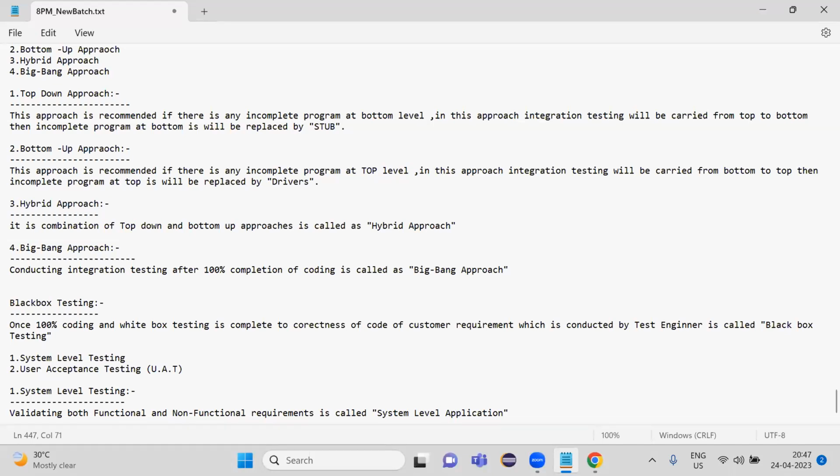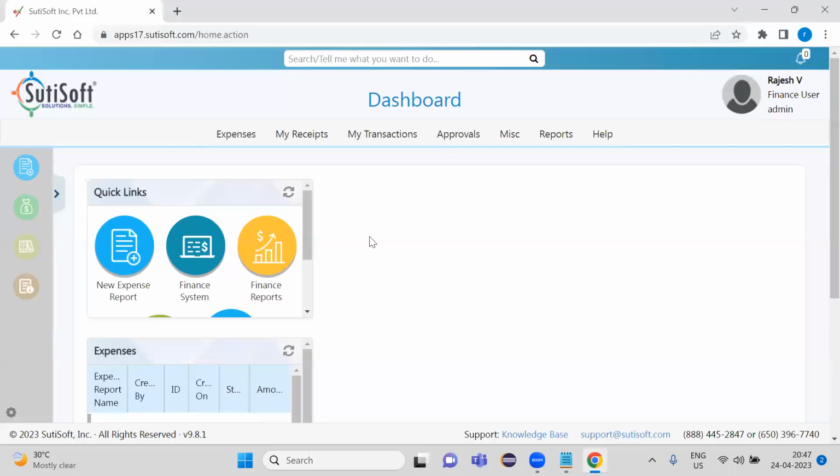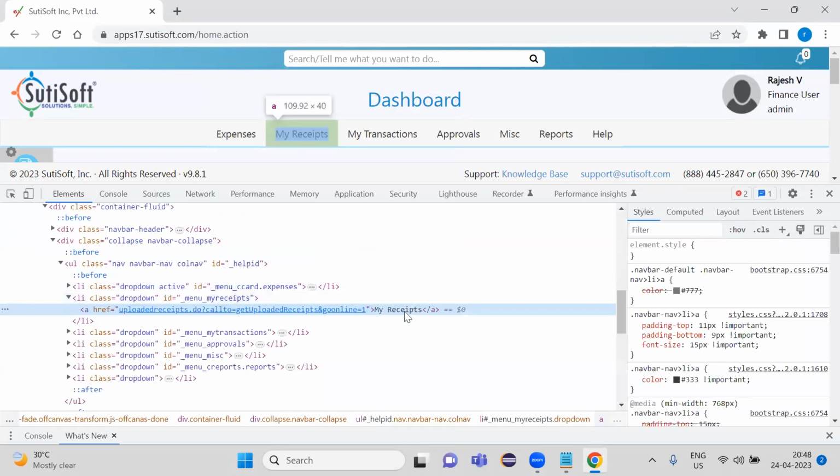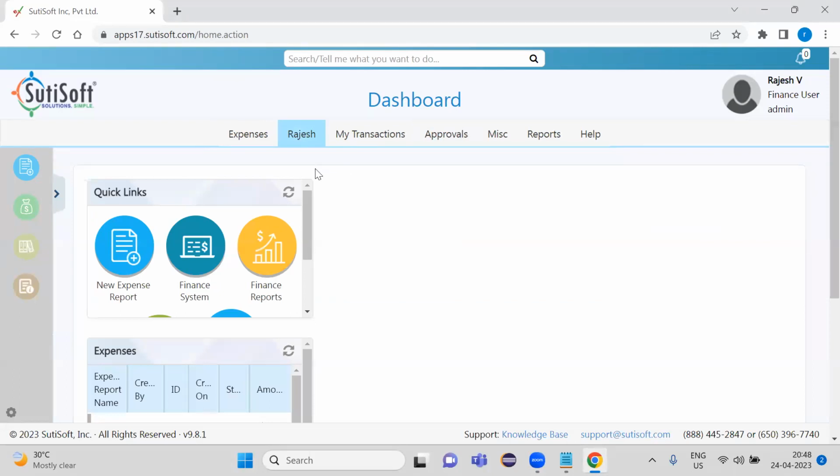But unfortunately, security issues may come. Some backend values we can change. Suppose here my receipt is there, and I click on inspect. Instead of my receipt, I give my name. By using this, we can change the amount. Instead of 1000, I give 10,000 rupees. That is a security issue, right? If I give 1000 in front end, in back end I can change it to 10,000.